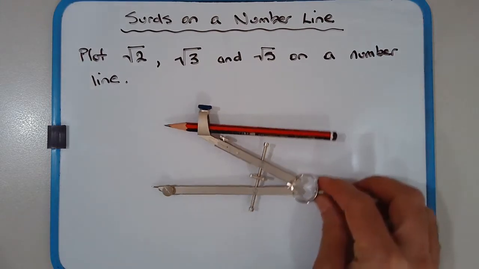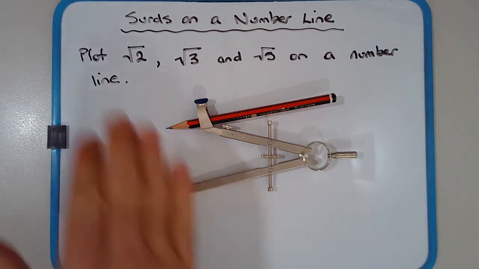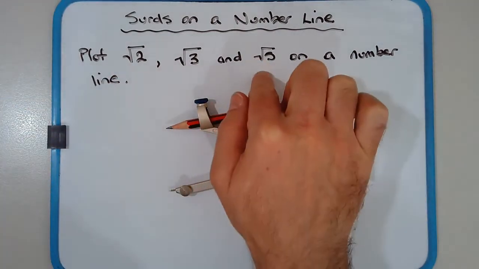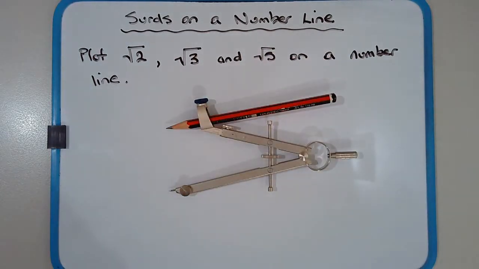You might be wondering what this pair of compasses are doing here, and of course we're going to use that to answer this question. So what we're going to do is plot the square root of 2, square root of 3, and if we've got time and the compasses can accommodate this, square root of 5, in fact, on a real number line. So let's have a look and see what we can do.